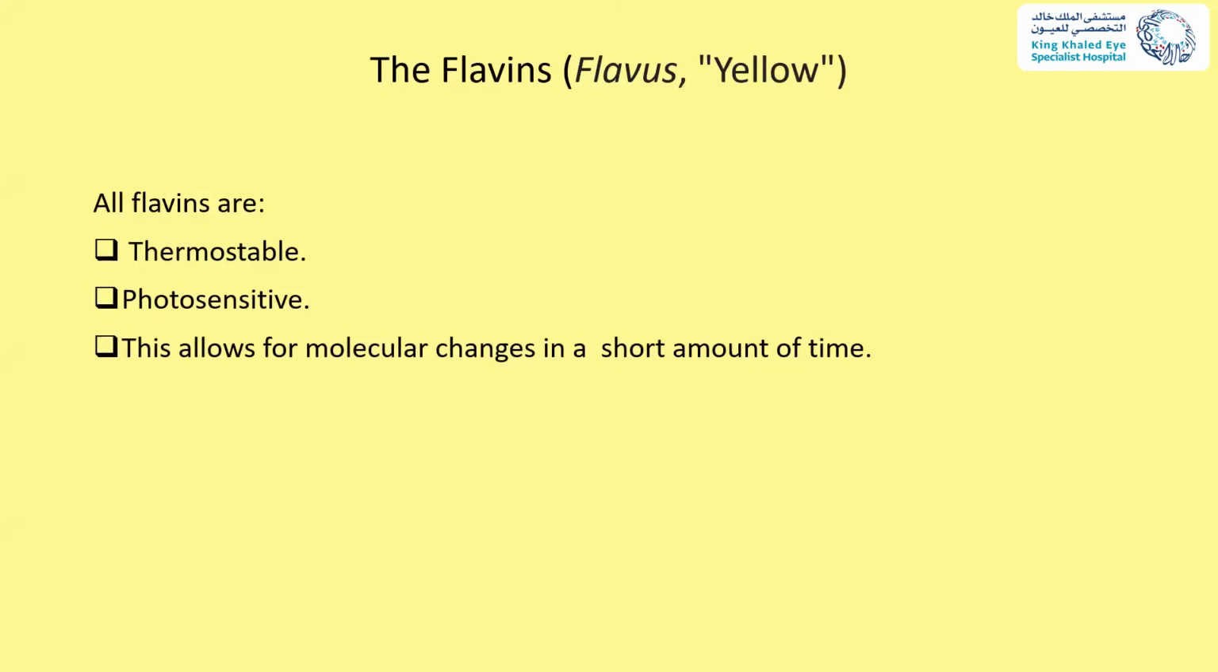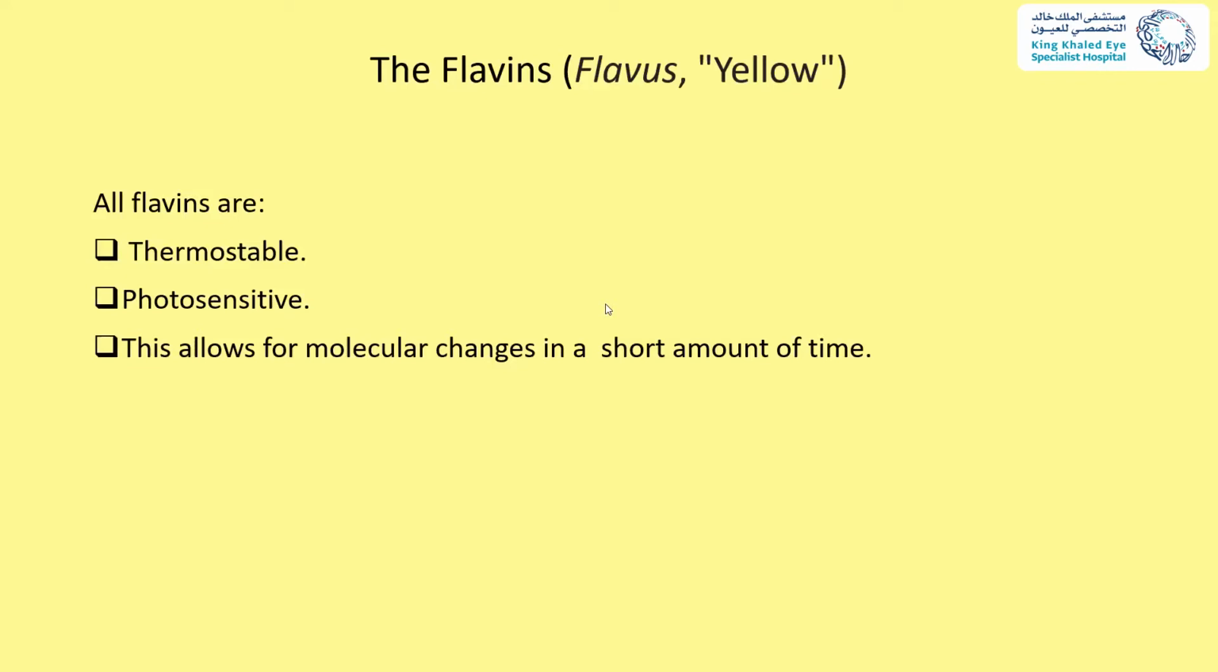Now for the flavins, let's talk a bit more about the riboflavin. The riboflavin is part of the flavin group, and flavus means yellow, and these are thermostable and photosensitive. These flavins need to be thermostable, because if they have a photolytic tendency, they're going to break down and deplete very quickly, and you won't get the effect that you need. One important characteristic of these flavins is that they allow changes to happen in a short amount of time. So the reaction is quite fast and speedy.